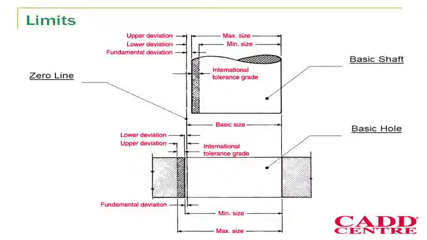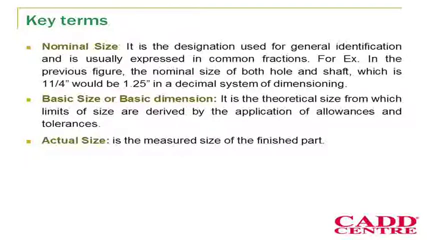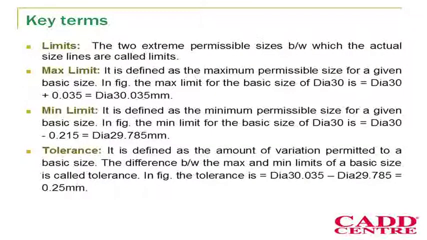Limit explains the upper deviation and the lower deviation which is given for the model. You can see the picture which is explaining the limits of the structure. There are some key terms which we follow in the limits. Nominal size: it is the general size which is used for the identification of the feature. Then we have the basic dimension: it is a theoretical size from which the limits of the size are derived. Actual size: it is the size of the finished component. What is limits? It is the two extreme permissible sizes between the actual size and the deviated size.